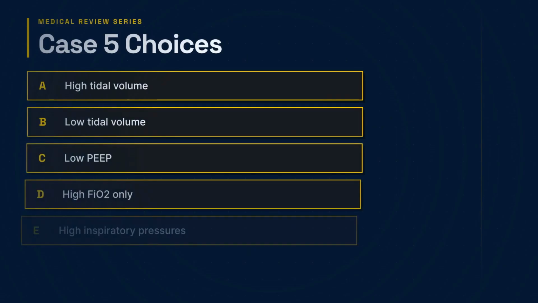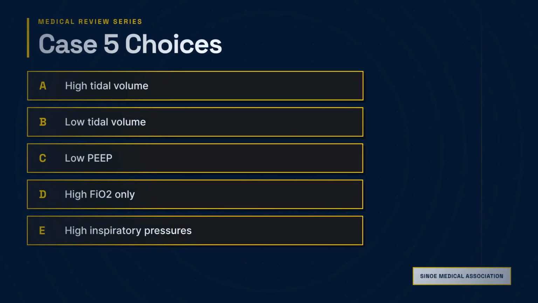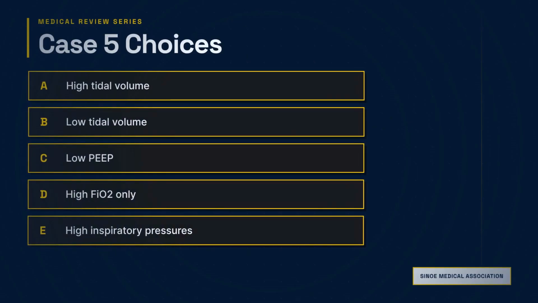B. Low tidal volume. C. Low PEEP. D. High FiO2 only? Or E. High inspiratory pressures? Pause and select. The correct answer is B, low tidal volume ventilation. In ARDS, lung protective ventilation with 6 milliliters per kilogram of ideal body weight reduces barotrauma and improves survival. This is a critical Step 2 management point.